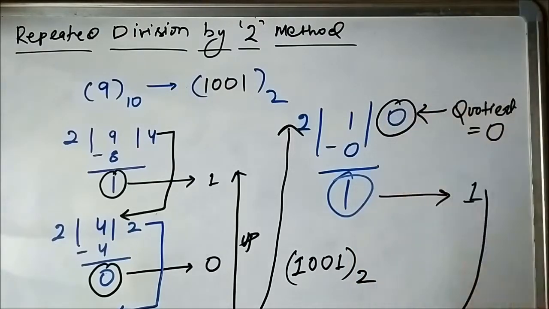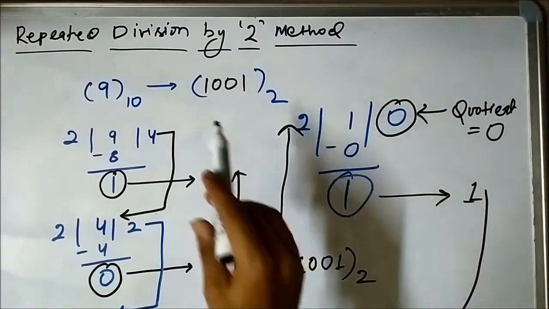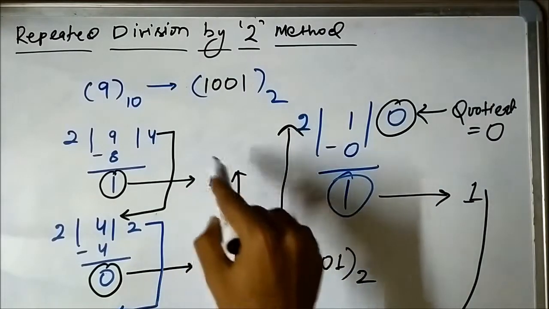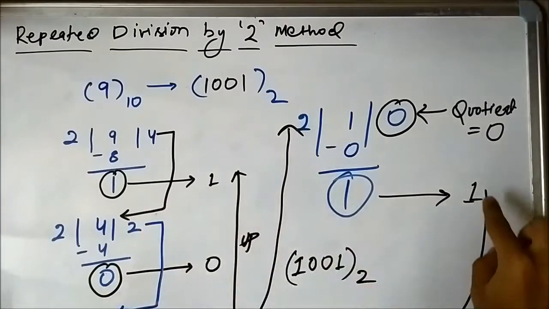So here the quotient becomes 0. So here our repeated division stops, because you cannot perform 0 divided by 2, there is no sense in that. So you have to wait until the quotient becomes 0. Then we are interested in the remainders. I told you, whenever we divide an even number by 2, the remainder is 0, with an odd number the remainder is 1. So we are interested in the remainders.